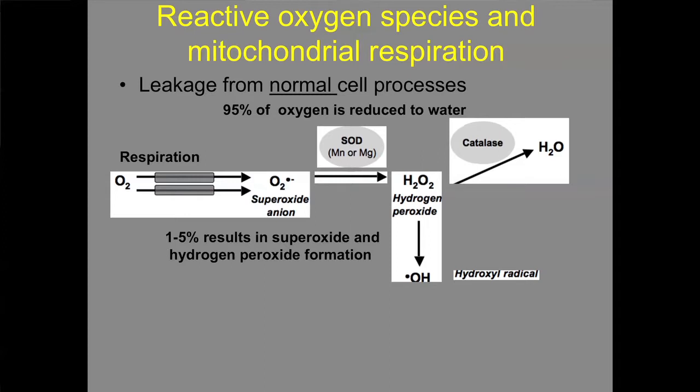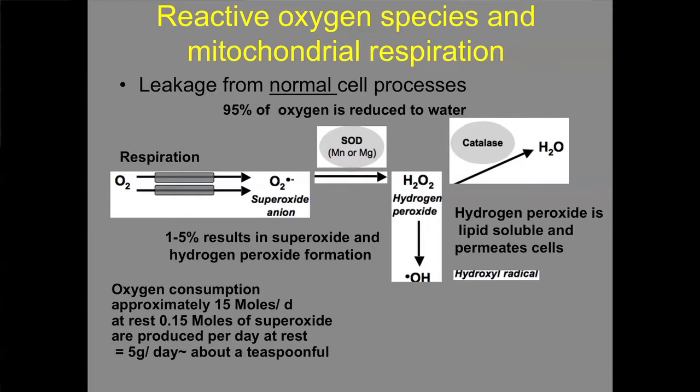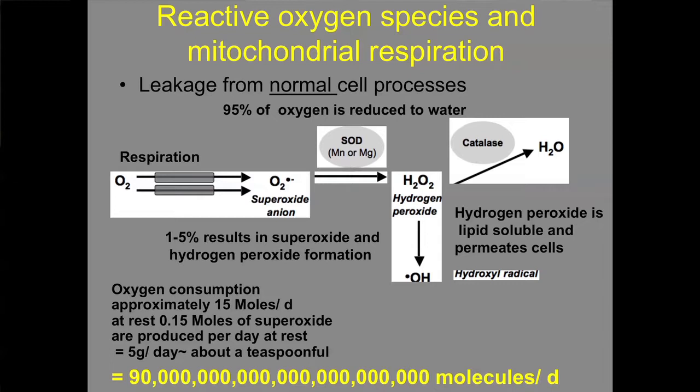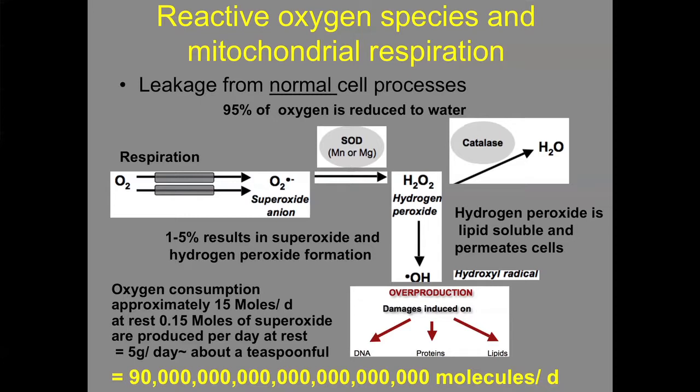If you do the calculations, which I won't ask you to do, you'll end up with about 5 grams a day. That's about a teaspoonful of these noxious molecules. That doesn't sound a lot, but when you look at numbers of molecules, it perhaps gives you an idea of the potential for damage that may occur there. So it's 90 followed by 21 zeros per day. And these can act on particular molecules like DNA, protein, and fats, like unsaturated fatty acids, for example.